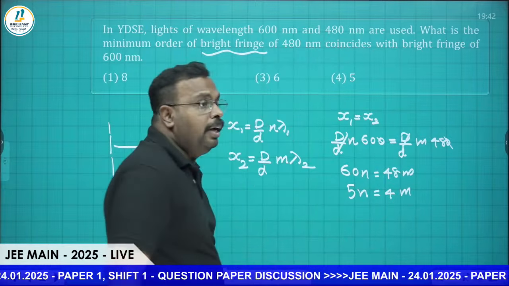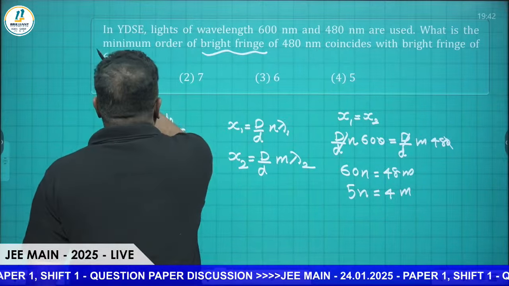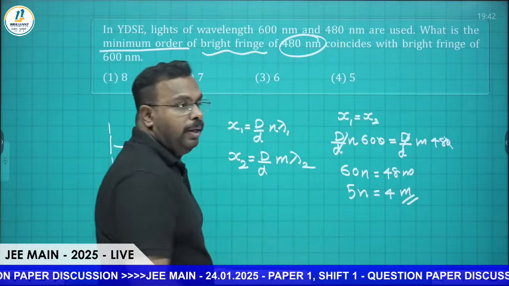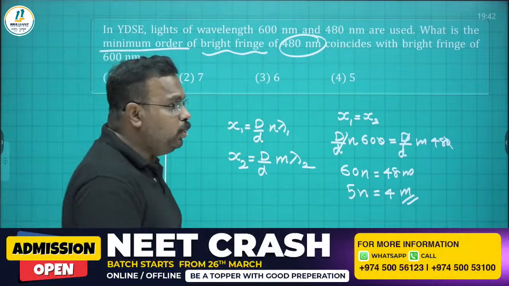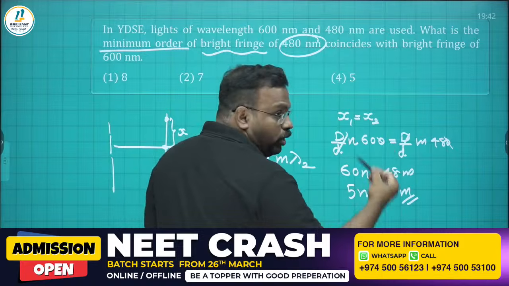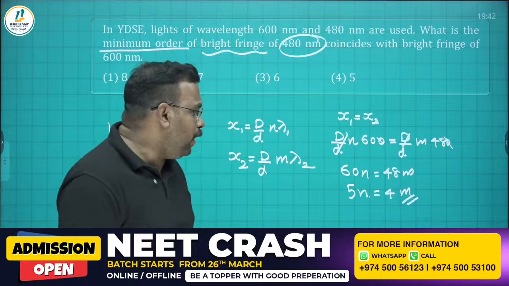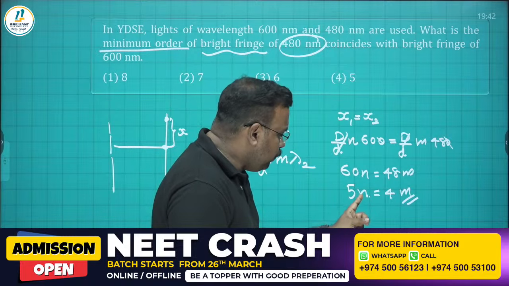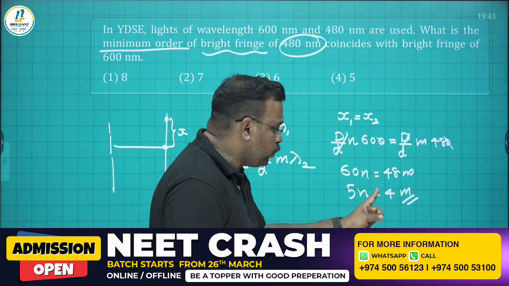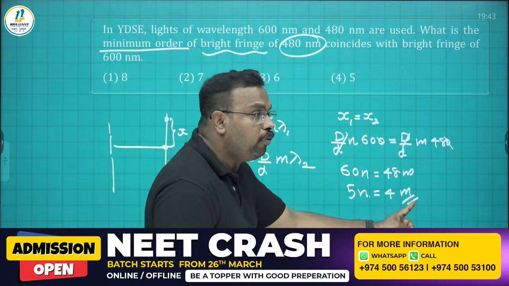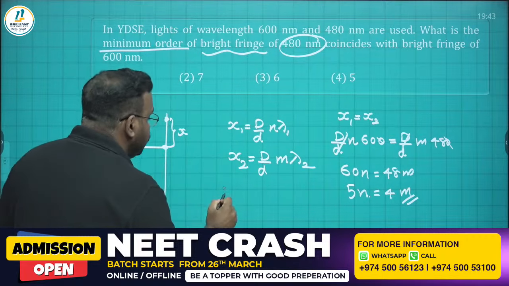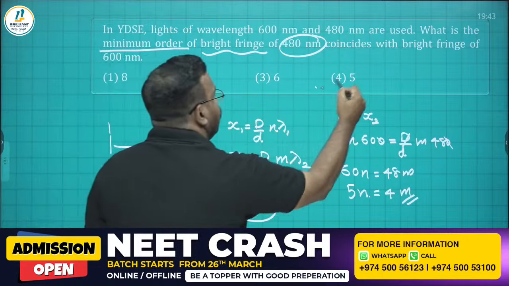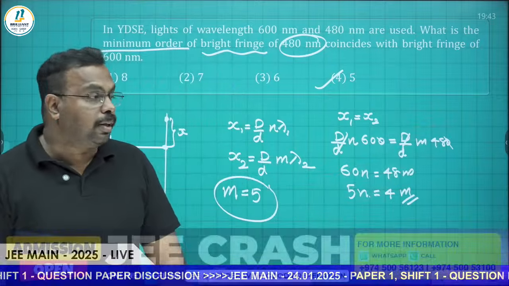Can you tell me the answer? They are asking the minimum order of 480, so we have to find the value of m only. So you can use 5 into n is equal to 4 into m. Which is the minimum value possible? These products should be equal. The minimum value will be if n is equal to 4, we get 5 into 4, 20. For it to be equal, 4 into 5. So m value will be equal to 5. So m is equal to 5. Answer is 4. Is it clear?